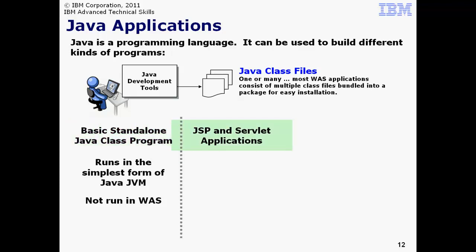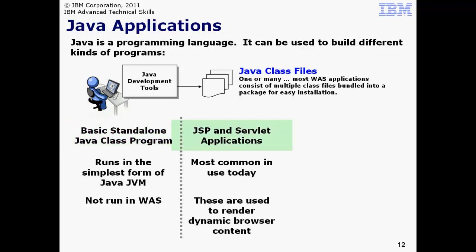The next category is Java Server Pages, or JSPs, and Java Servlets. These do run in WAS. In fact, these may be the most common form of program run in WAS today. They're considered web applications. In general, they are programs that render dynamic page content or provide navigation between different functional areas of a website.